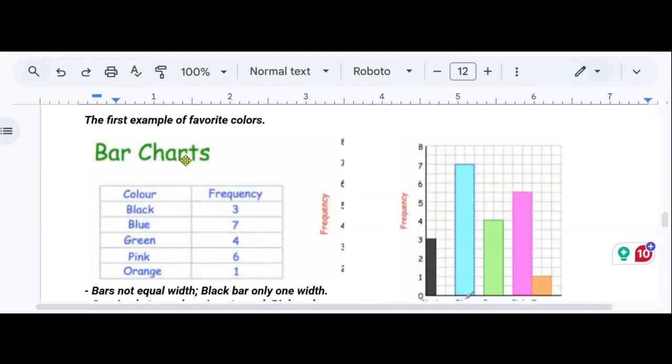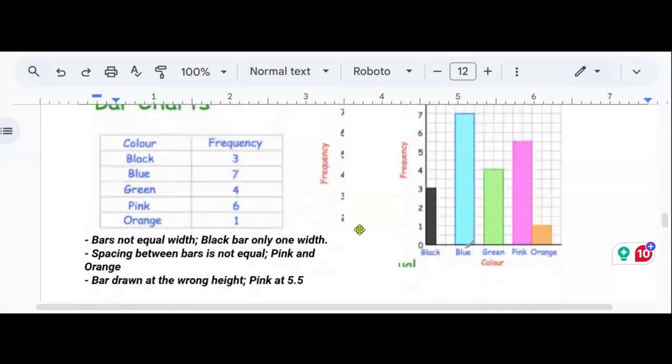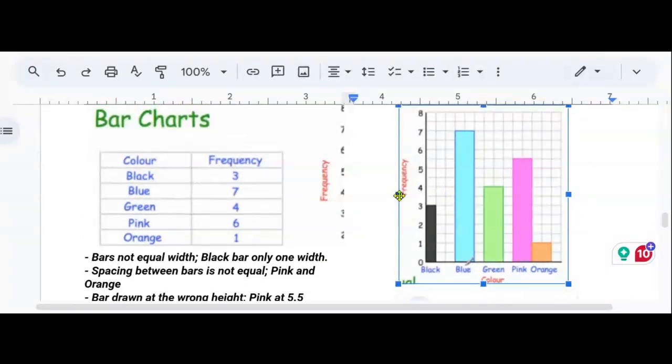I will show you. Take a look at this one. This is a bar chart, right? The first example, favorite colors. I took the table and made a chart. Do you see the chart? Now, can you tell me what's wrong with this chart?